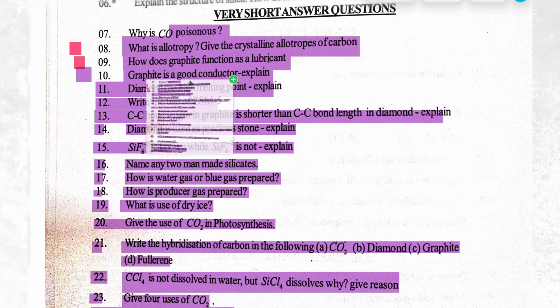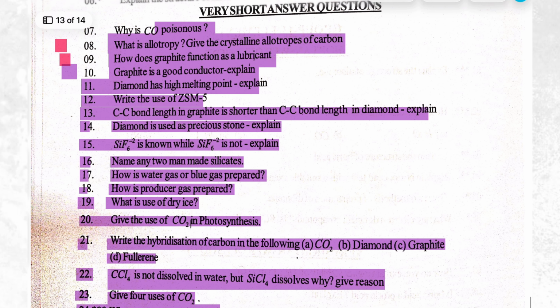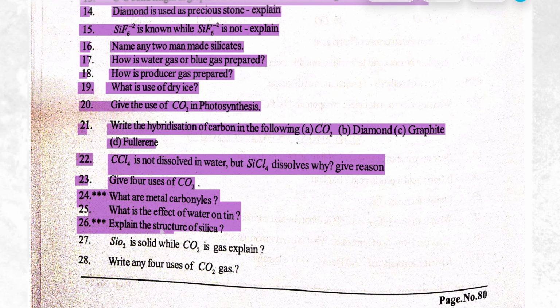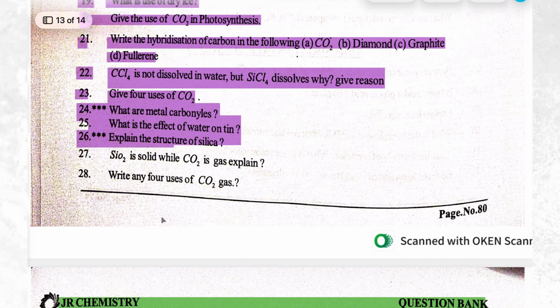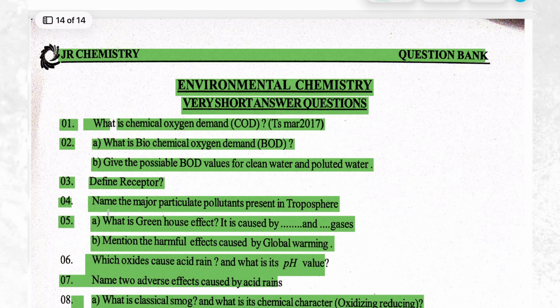Graphite is a good conductor, explain. They will ask you, don't forget this. Next, the 12th one also, ZSM-5, zeolites, right? And 14 also, and 16 also important, 18, 19, 20 also important, 21, 22, 23 also important, right? And 26 also important. See, three books are given. 24 also important. So like this, some important compounds are there. Clear, right? That's it.